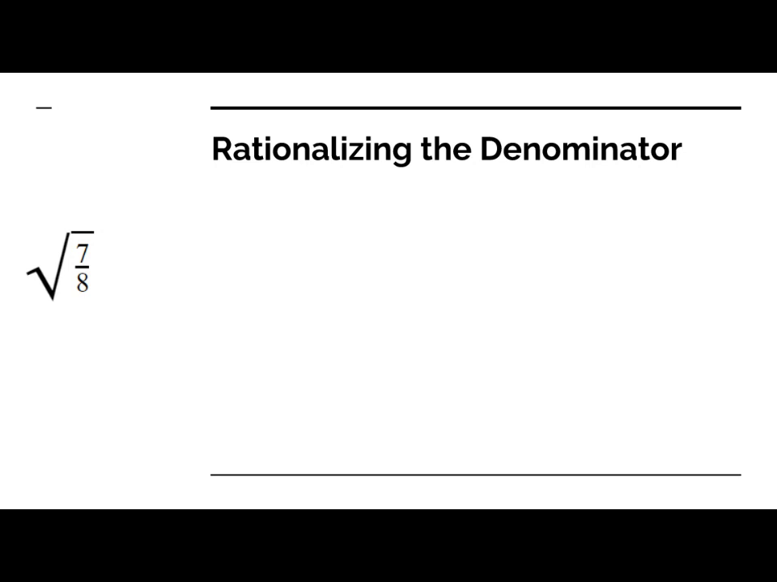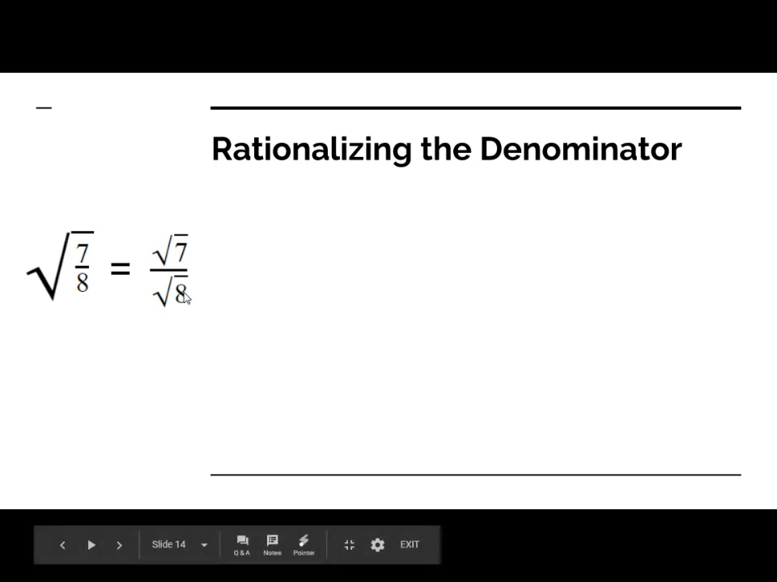And what you're going to be asked to do is rationalize this a little bit. So the square root of 7/8, because it's a fraction, we have a property that says that we can split that fraction up into just the square root of 7 over the square root of 8. So we covered that in an earlier slide. We can split that fraction up. Now we have a radical in the denominator.